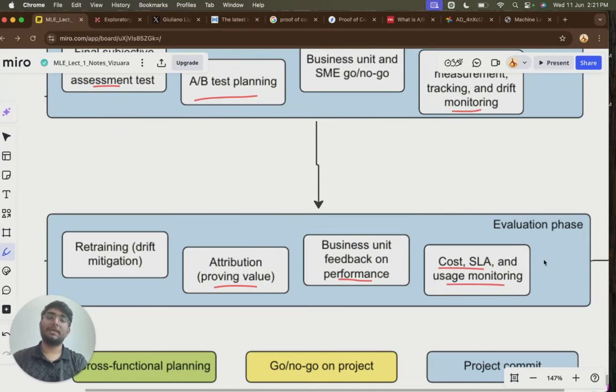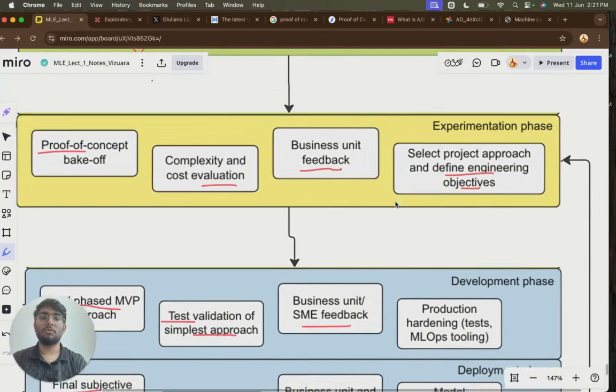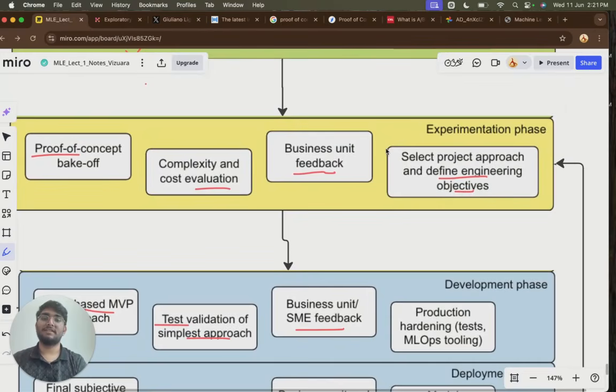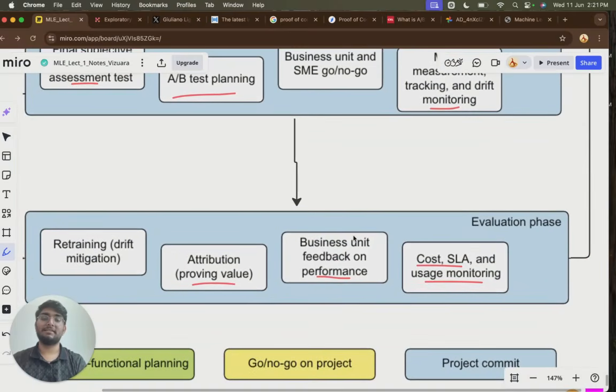But at some point, imagine at the evaluation phase, you see the performance is low. At that time, what will you do? You will again have to go to the experimentation phase and experiment with something to improve the performance. So this is a kind of cycle that will go on. This was all about the major core tenets in machine learning engineering.